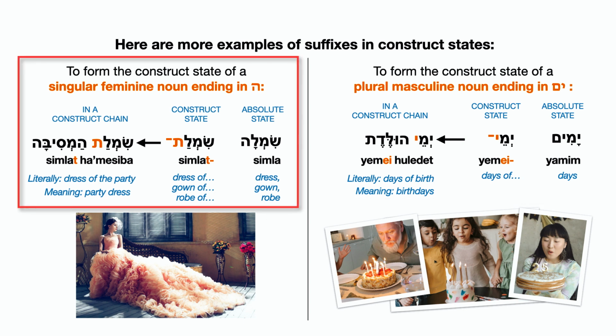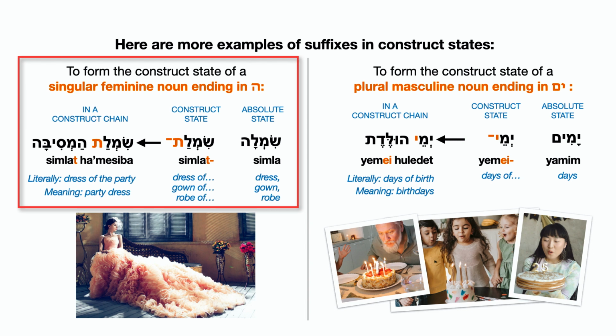Now another example on the singular feminine noun side. So we said that to form the construct state of a singular feminine noun ending in a, we add t. So simla ends in a, and that means dress or gown or robe. And if we add t, simla becomes simlat. That now means dress off, or gown off, or robe off. So in a construct chain, that becomes like this, simlat hamesiba.